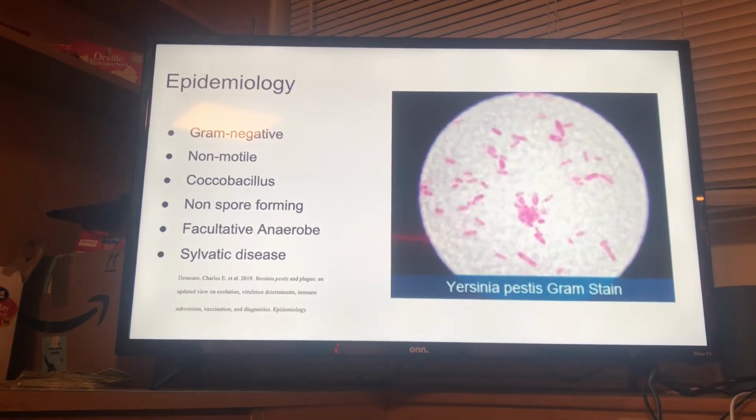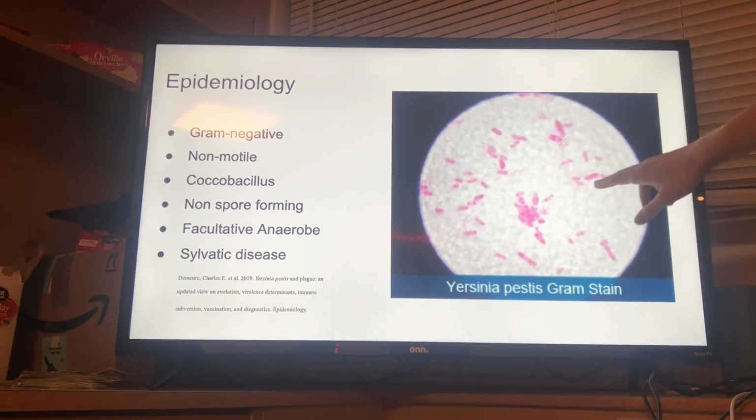Some epidemiology. Yersinia pestis is gram-negative and non-motile. It is a coccobacillus, and it is non-spore forming. It is also a facultative anaerobe and is considered a sylvatic disease, which is a disease transferred from rats to humans. And as you can see here, this is what Yersinia pestis would look like underneath a microscope. From the pink of the safranin dye, we can see that it is gram-negative.